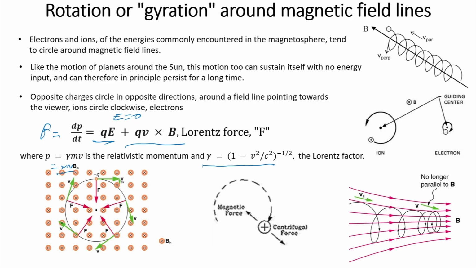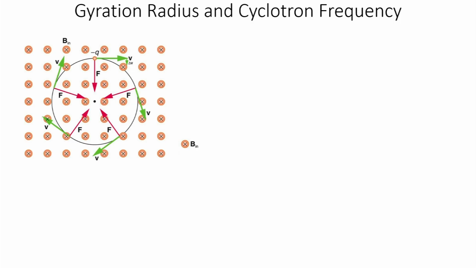Now, suppose that the velocity is not perpendicular to the magnetic field direction, but there is a parallel component. In that case, as I already told you, the particle will gyrate. This case shows the magnetic field is not uniform. Whenever the magnetic field is not uniform, the radius of gyration will also change, as well as its frequency. You can see the radius is decreasing, but the frequency is increasing. So, let us now see what the gyration radius and the cycloid are.